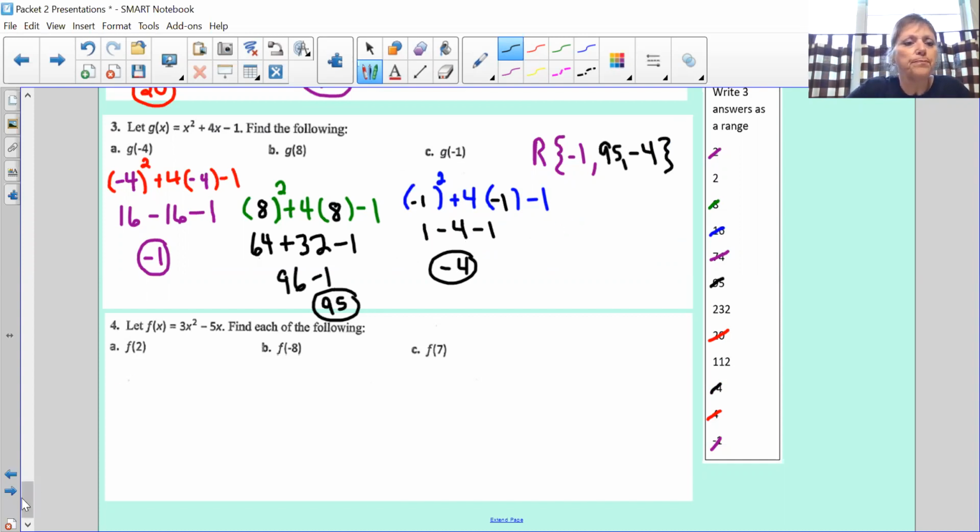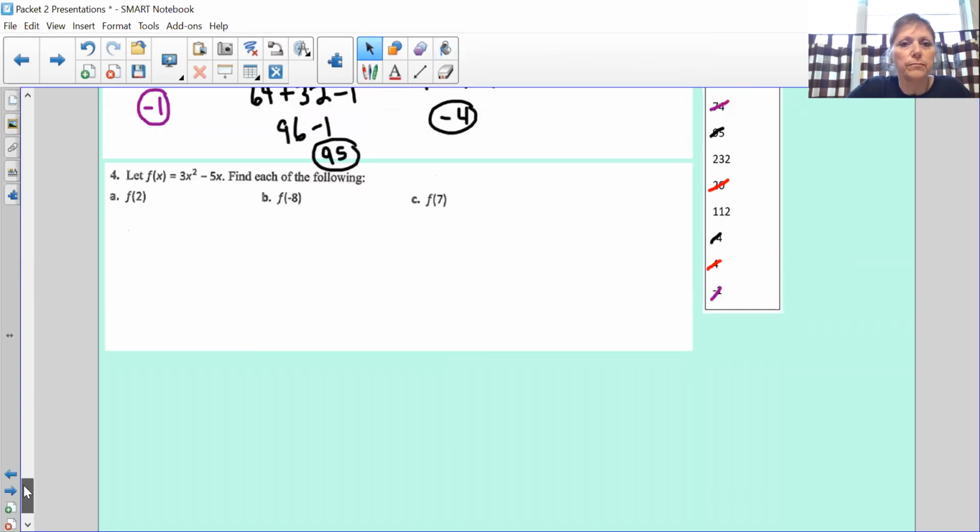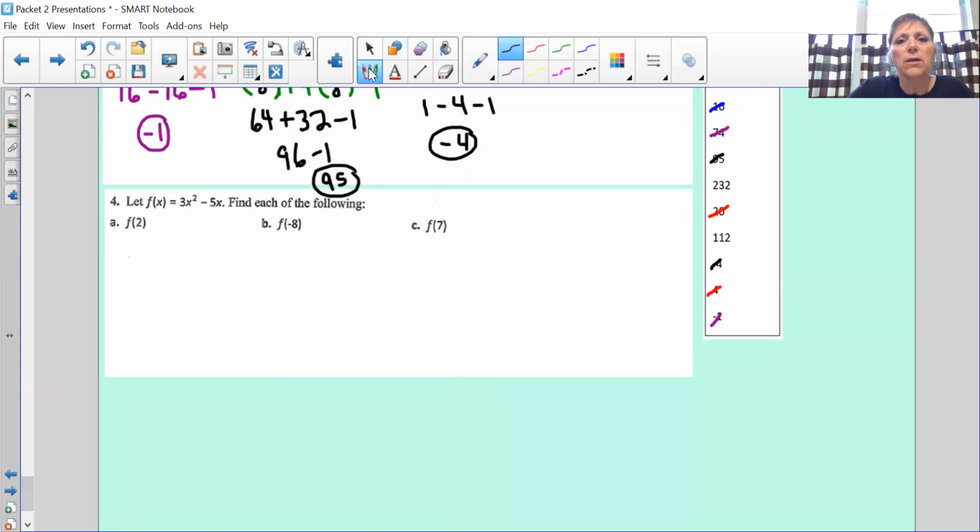Okay, last one. Okay, so let's write this. 3x squared minus 5x. Okay, so 3x squared minus 5x. Okay, and our first domain value is a 2.